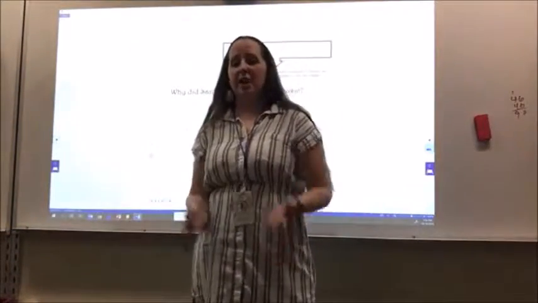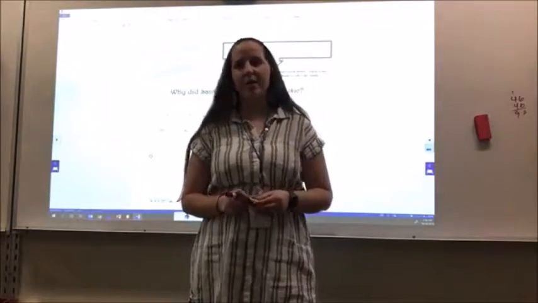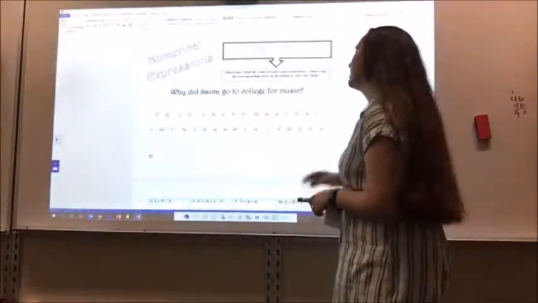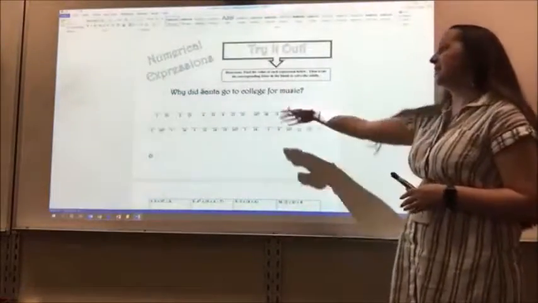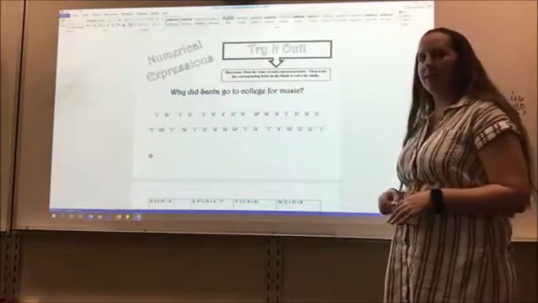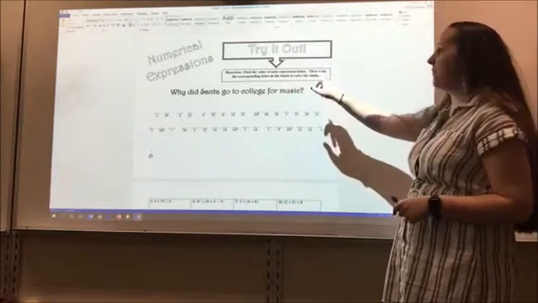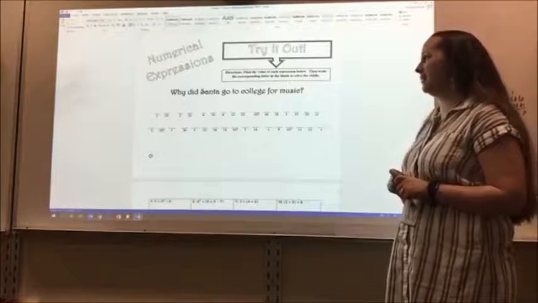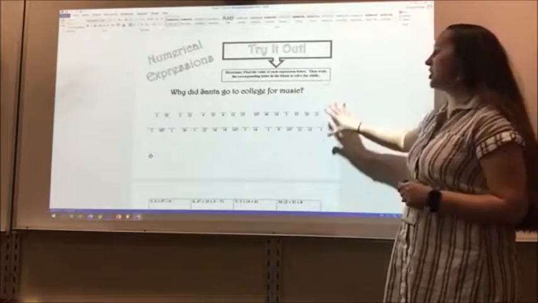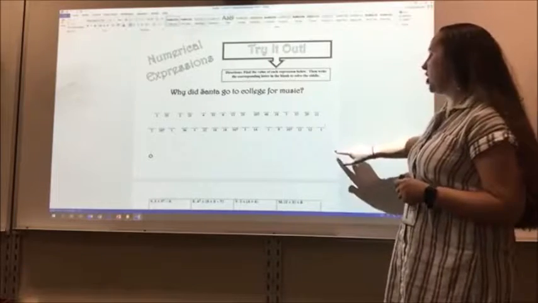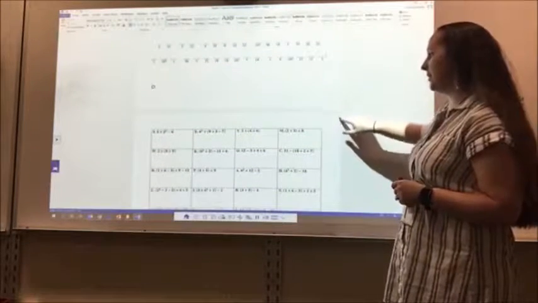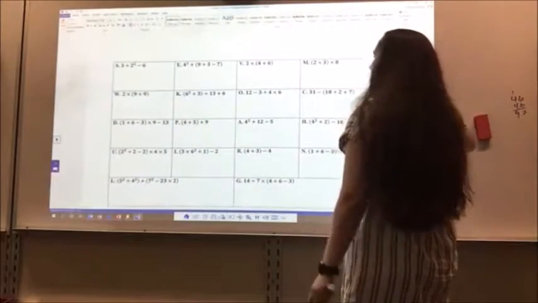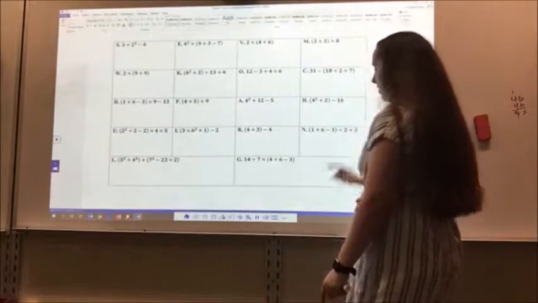All right, so now that you've had a chance to try out the practice problems, let's go over the answers together. What I actually have is two different papers. The first one looks like this. It says, why did Santa go to college for music? The directions are, find the value of each expression below, then write the corresponding letter in the blank to solve the riddle. We're going to come back to this. We're going to solve all of our problems first, which are right here. And when we're done, we'll go back and solve the riddle.